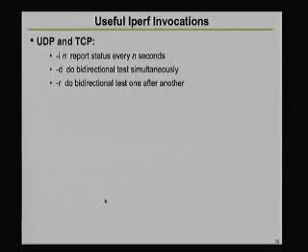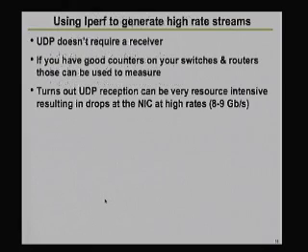Okay. And then here's just a few simple things that are kind of handy to know. -i will give you an update on what's happening every n seconds. I didn't put it on here, but -t will set the number of seconds that you want to run the test for. And then there's things like -d, which will do the bidirectional test simultaneously. In typical invocations, it just does it in one direction and then quits. Or you can do -r, which will do one direction fully and then turn around and do the connection back. Those are all kind of handy.